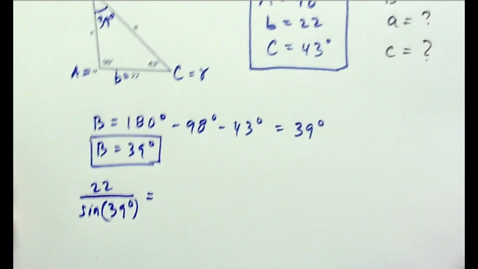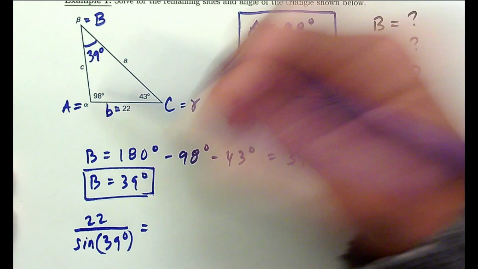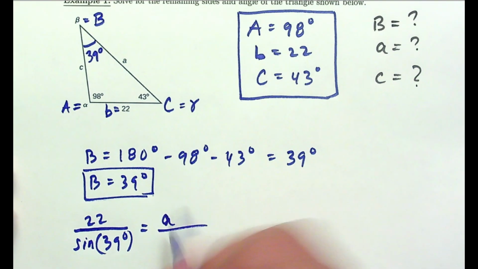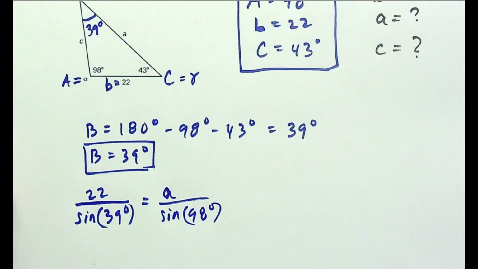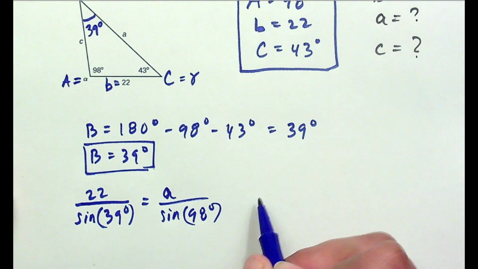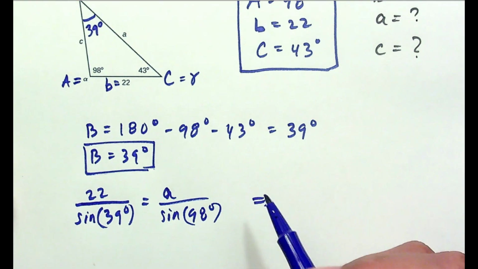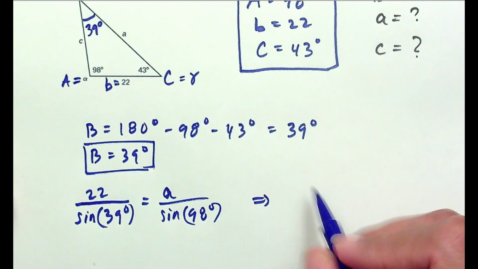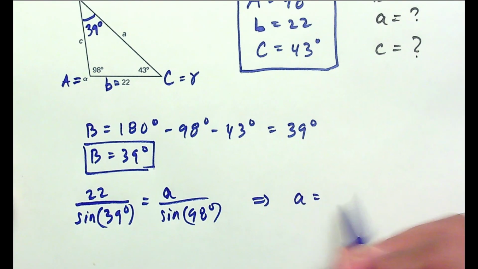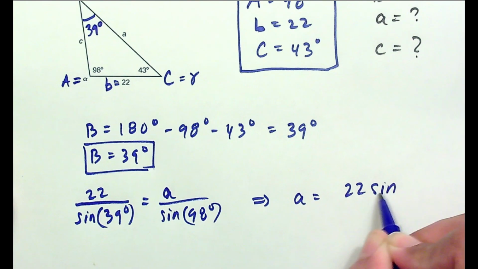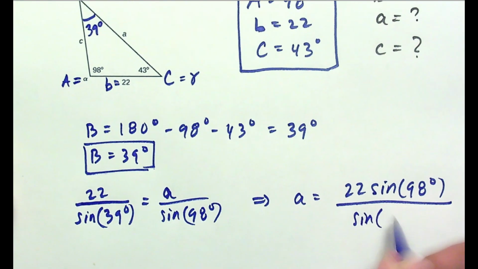And then we can compare this to any other pair. So let's say I can compare it to this pair. That would be A divided by sine of 98. So A divided by sine of the opposite angle. And from here, we can figure out what A is. Multiplying by sine of 98 on both sides, or cross multiplying and dividing, we're going to get that A equals, so just solve for A, 22 sine of 98, all that over sine of 39.